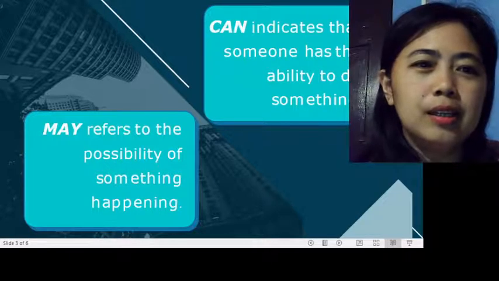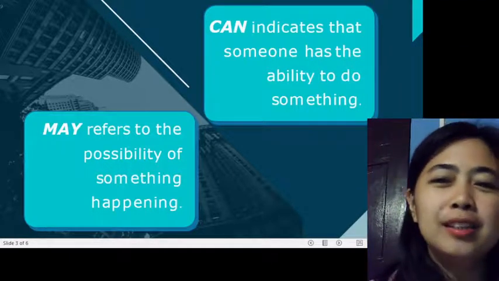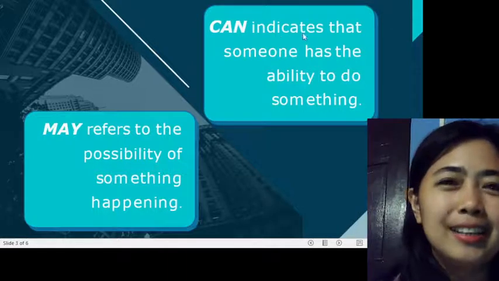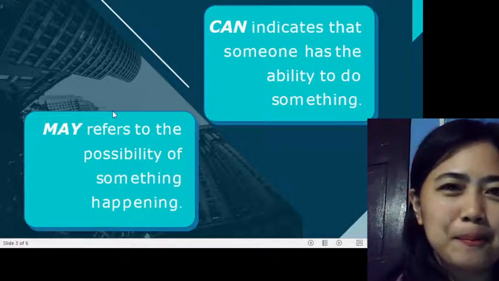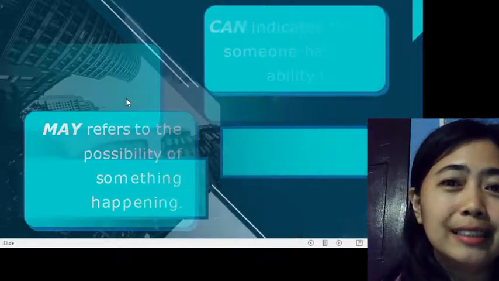I'll just try to check here so that you can clearly see the definition there. Okay, the screen. Sorry for that. So again, can indicates that someone has the ability to do something.